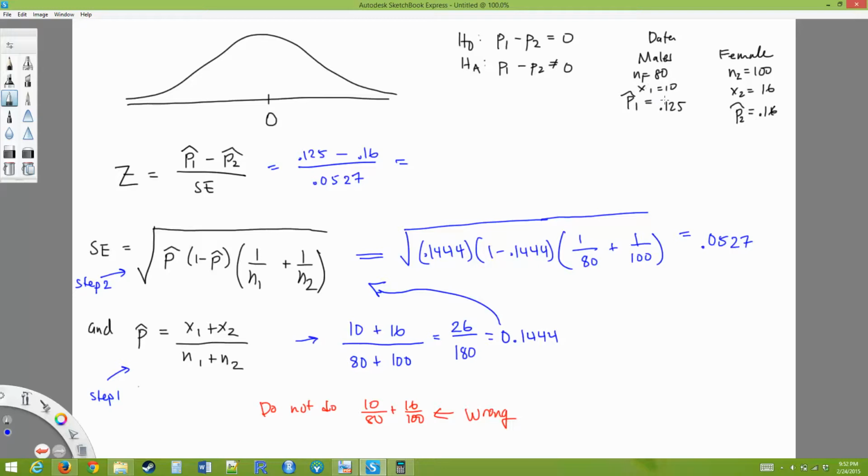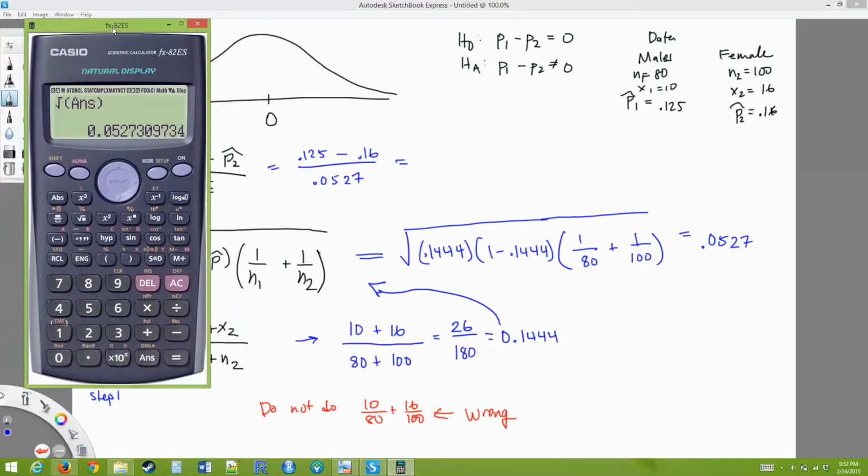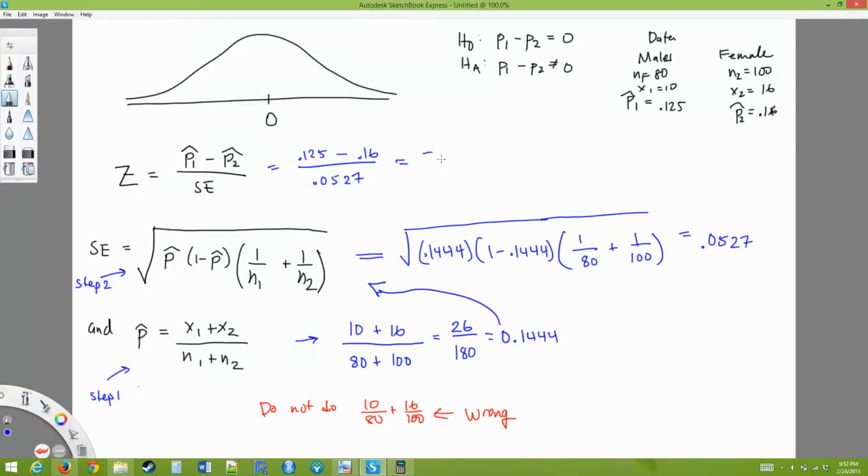Okay? So the key always, as you're doing your problems, is to label the numbers that you have. List off N1, X1, P1 hat, N2, X2, P2 hat as you're reading a problem. It's going to make your life so much easier because all you have to do is plug your numbers in here, and you get this. And then you get your z-score. So I'm going to do 0.125 minus 0.16 divided by the standard error, which I actually still have in there. And I get a z-score of negative 0.66. Okay, and so this is where I am. Negative 0.66.